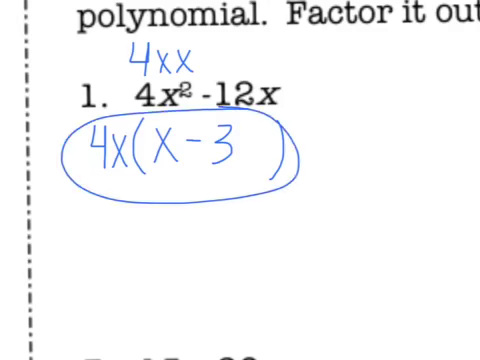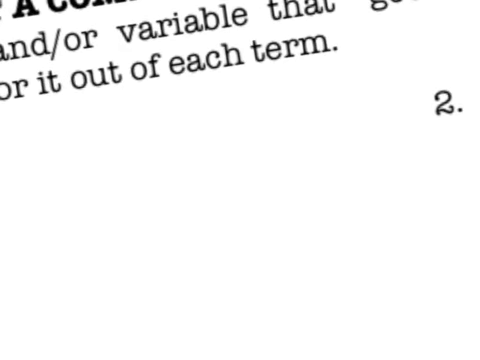It's easy to check and see if we did the factoring right. We can always expand, either write it out or in our head, and make sure that when we expand the factored expression, we get back the original expression. So 4x times x is 4x squared, and 4x times a negative 3 is a negative 12x. Let's look at one more and then you can try the other ones. Let's look here at number 2.